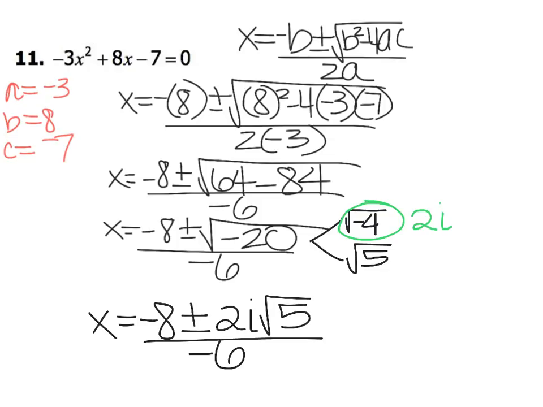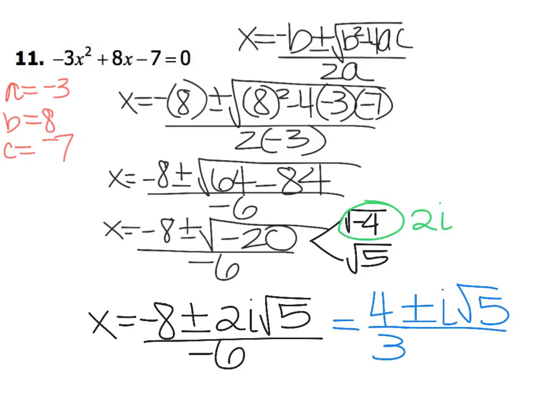Now we want to divide everything by 2. So negative 8 divided by negative 6, if we simplify that, we end up with 4/3. And if we divide the top by 2 up here, we end up with plus or minus, we divide 2i, so we just get i rad 5. Basically we divided everything by 2: here we got 4, here we got 3, here we got 1. Because these are both negative, we're technically dividing everything by negative 2.